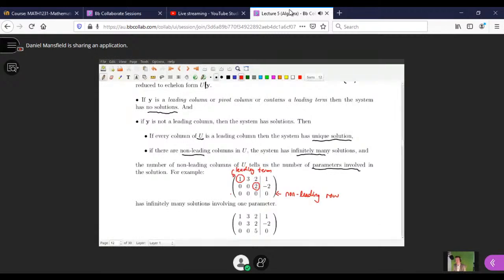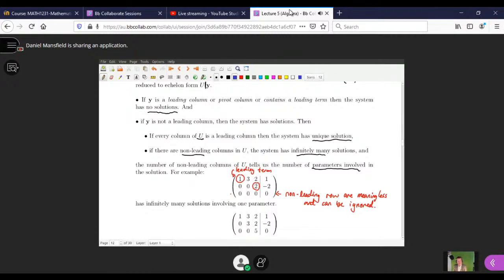You don't care about non-leading rows. Non-leading rows tell you absolutely nothing. You can cross them out and ignore them. That's totally fine. Non-leading rows are meaningless. You have my permission to ignore non-leading rows. It's considered polite to put them at the bottom of your echelon form matrix, but other than that, you can just pretend like they're not there.